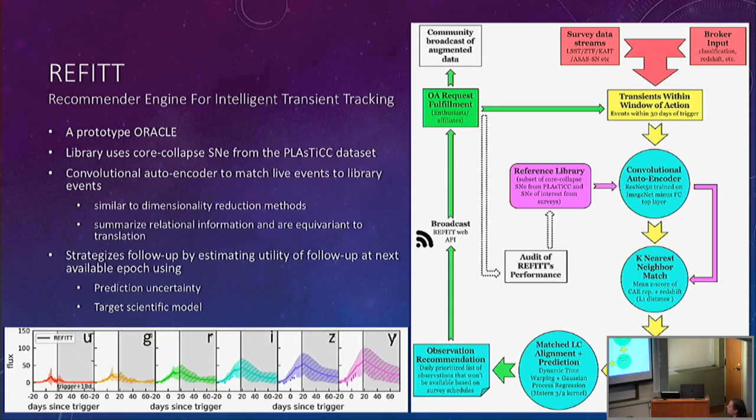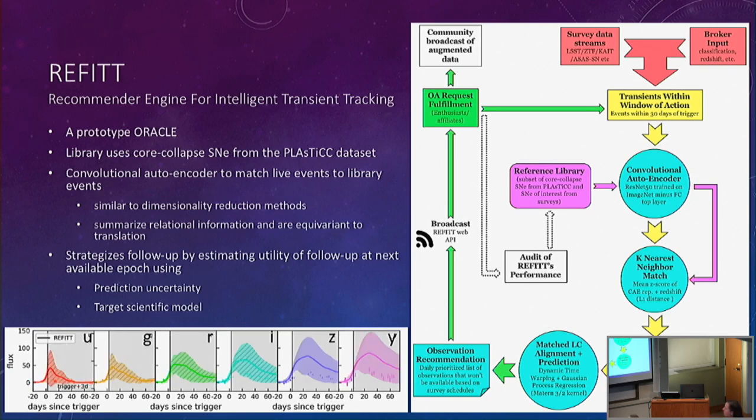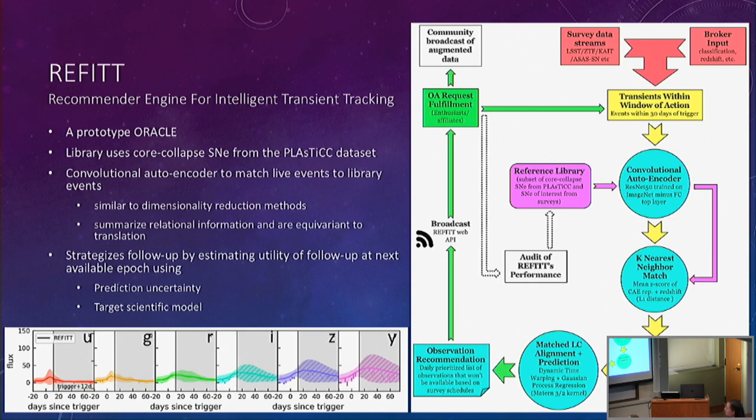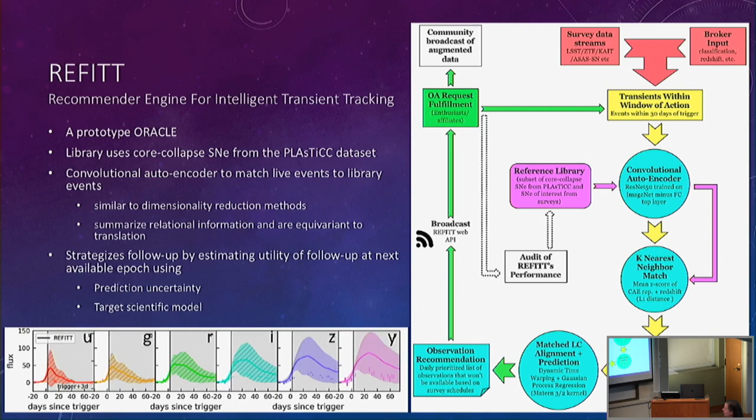So here is the schema of the Refit system. At the top level, you're ingesting survey data and any broker input that gives you additional information about the event, classification, redshift, or any such thing. And you pass it through the internals, any AI pieces in it. The job of the system is to look at all of them, prioritize them, and come up with a strategy based on the science objective it's given for telling you when to take data. It then makes recommendations for follow-up and broadcasts it out to observing agents that are subscribing to the system to receive alerts and respond to our requests.